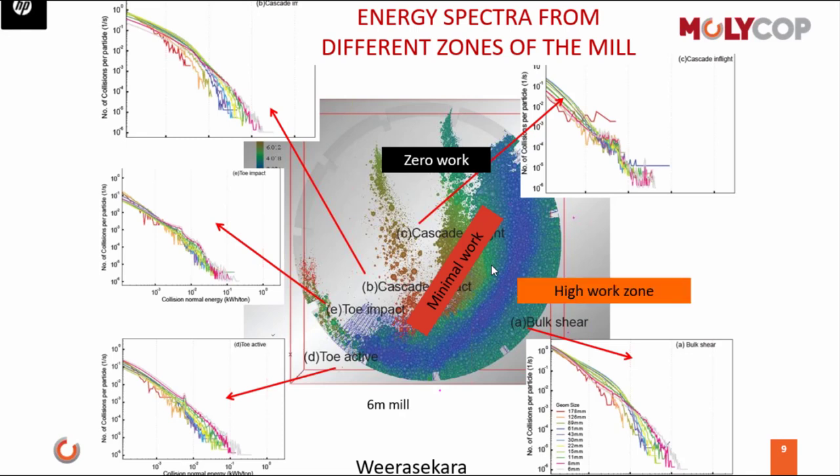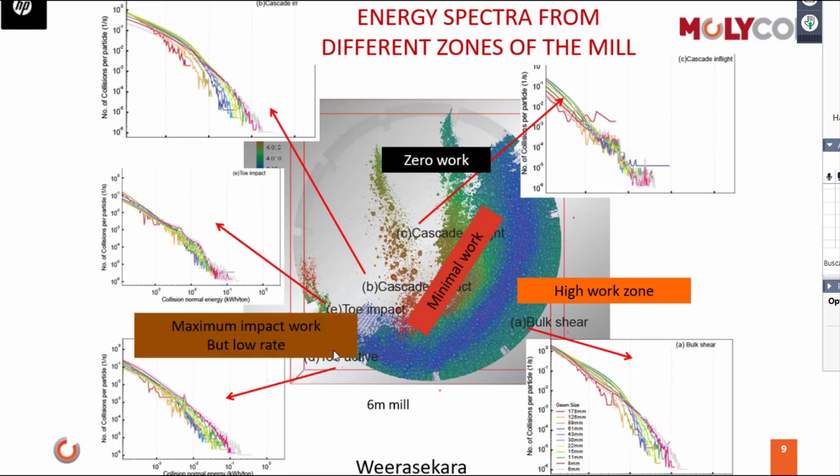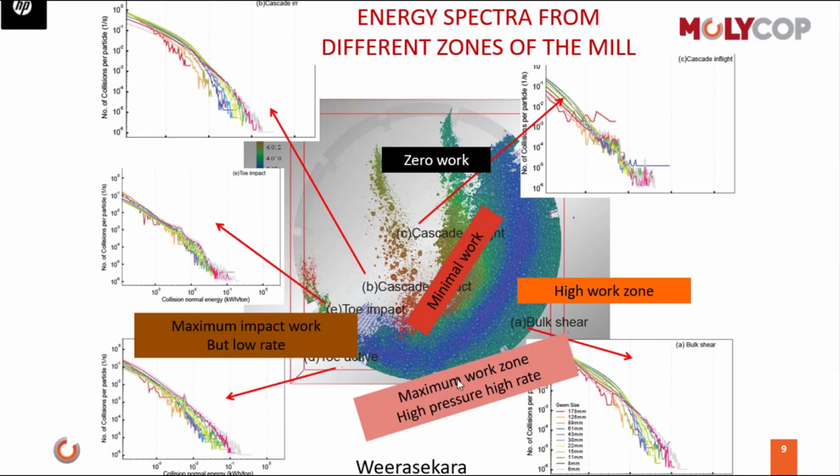You have a high work zone. This is a compression zone between the shell and the charge of the SAG. Also, you have the toe impact. At the toe, you have a maximum impact work, but at a low rate. So this is a high impact, but it's low energy in this zone. And also this is the maximum work zone where you have a compression, a high pressure and high rate.